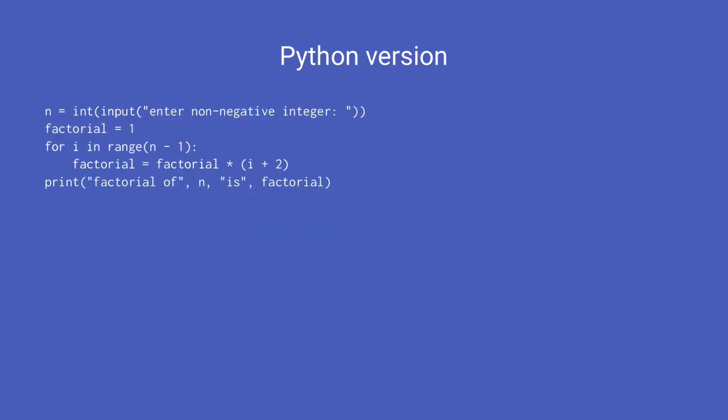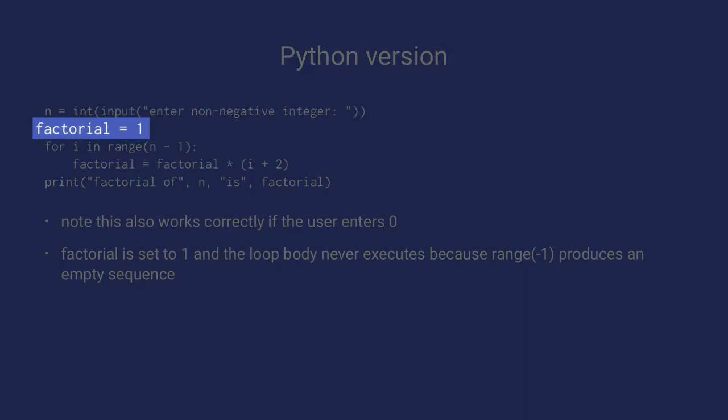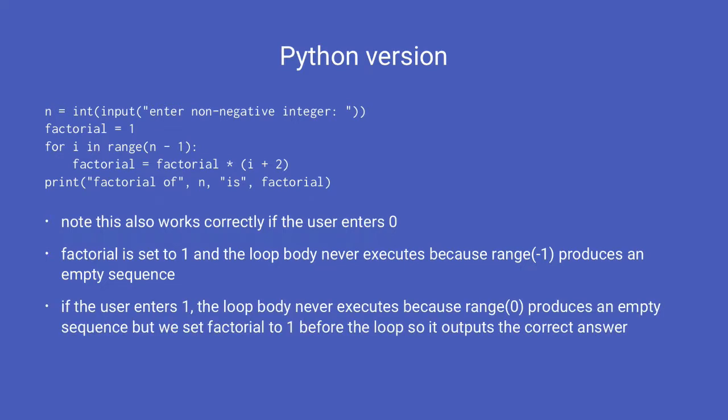So here's our final version of the factorial program. Note this also works correctly if the user enters 0. Factorial is set to 1, and the loop body never executes because range of -1 produces an empty sequence. If the user enters 1, the loop body never executes because range of 0 produces an empty sequence. But we set factorial to 1 before the loop, so it outputs the correct answer.